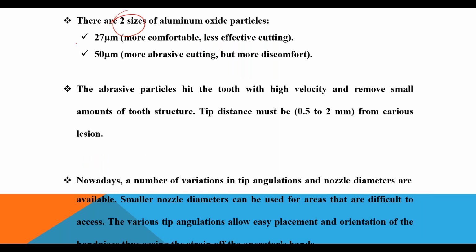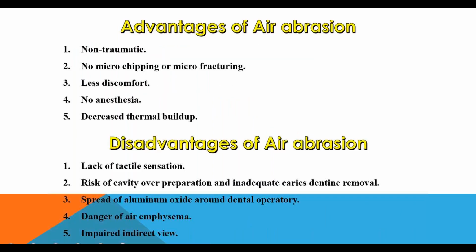Two sizes are available, 27 micrometers and 50 micrometers. These are more comfortable. However, 50 micrometer sizes are more abrasive. The abrasive particles hit the tooth, and the kinetic energy is converted into the cutting energy. Advantages: they are non-traumatic, non-invasive, no microchipping, less discomfort, no anesthesia, and decreased thermal buildup.